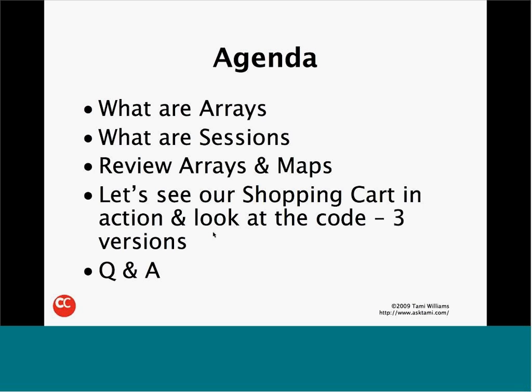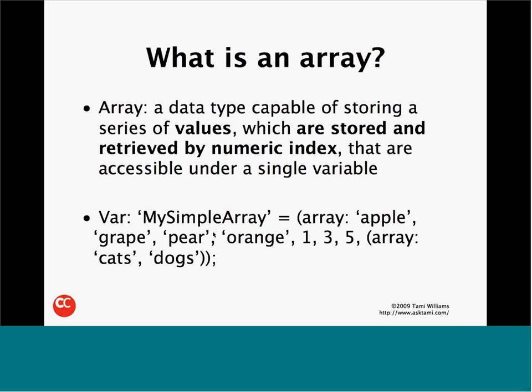So let's start. We'll talk about arrays, briefly review the syntax for arrays and maps, and then take a long look at some code. An array is a data type capable of storing a series of values which are stored and retrieved by numeric index and are accessible under a single variable. It can be a data type holding values like a list or holding values like all the records in a database.